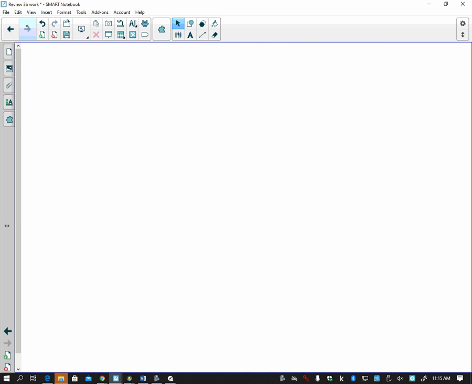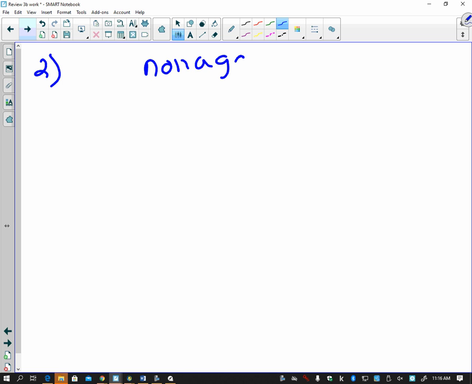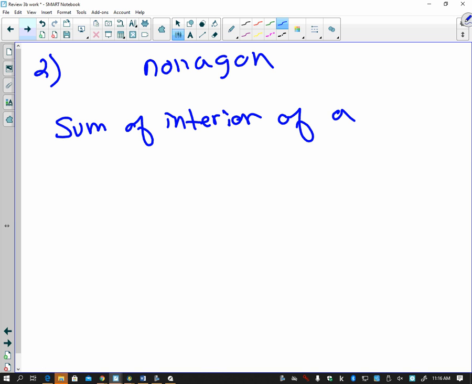All right. Number 2. Okay, we're getting into fewer and fewer people miss these, so that's good. Find the sum of the measures of the interior angles and the sum of the measures of the exterior angles of a regular nonagon. All right. Nonagon. We need sum of the interior, sum of the exterior. Sum of interior angles of a regular polygon. There is a formula for this.